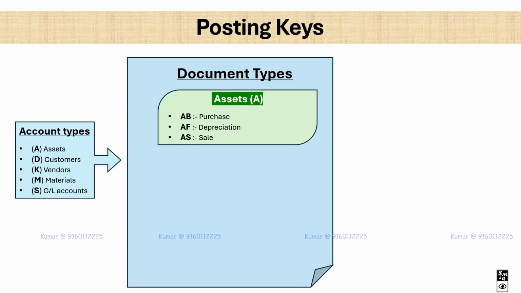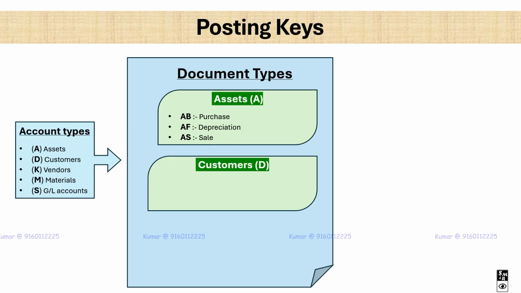Asset is only one. For example, when we purchase a car, document type AB is used. Same car when we depreciate, a different document type is used, AF. And the same car when we sell, a different document type is used, that is AS. Okay, car is same, but the transactions are different. Asset is same, transactions are different. Because the transactions are different, document types are different.